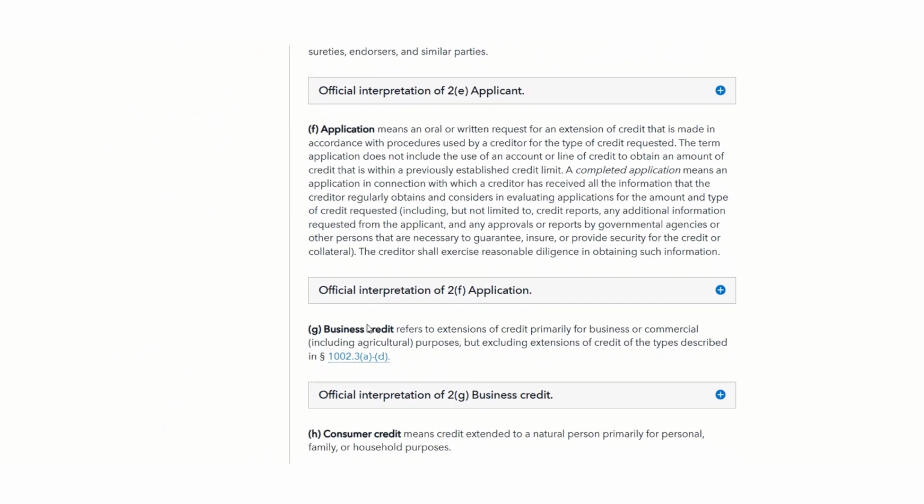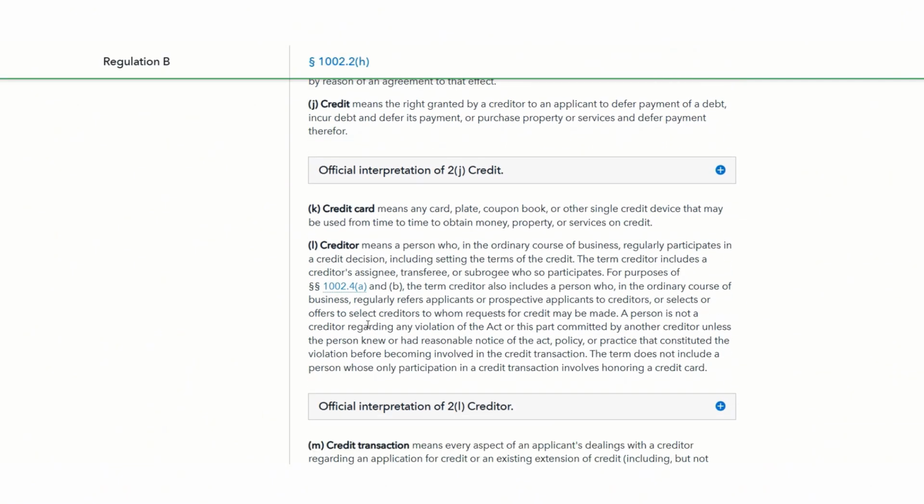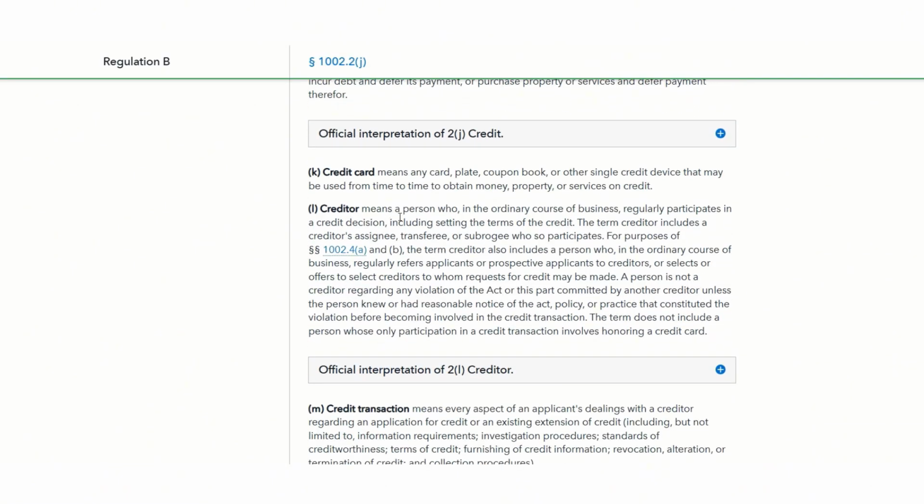All right. Let's go to L. So creditor means a person who, in the ordinary course of business, regularly participates in a credit decision, including setting the terms of the credit. The term creditor includes a creditor's assignee, right? So the seller is the creditor, and the assignee, which is the financial institution, could also be considered a creditor, all right?